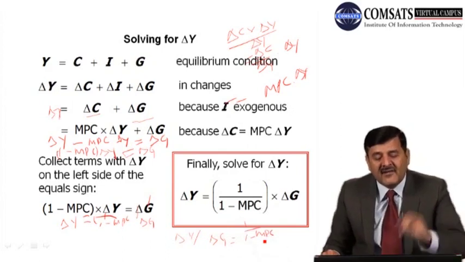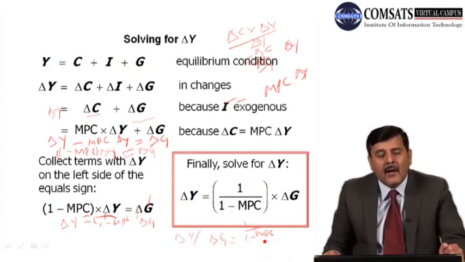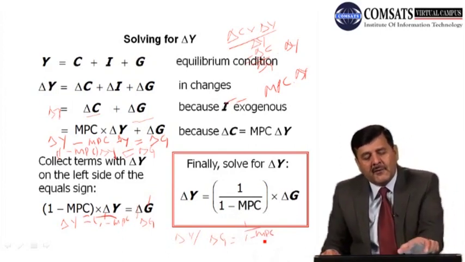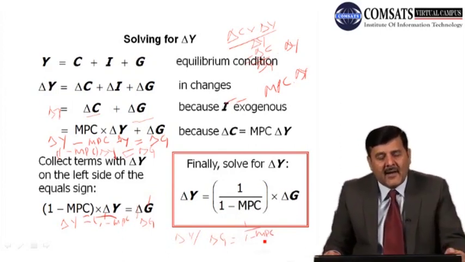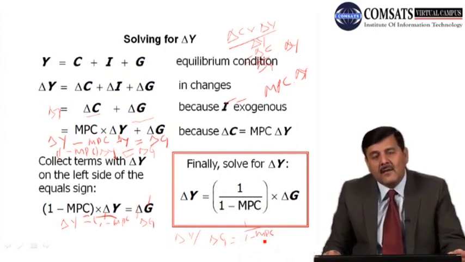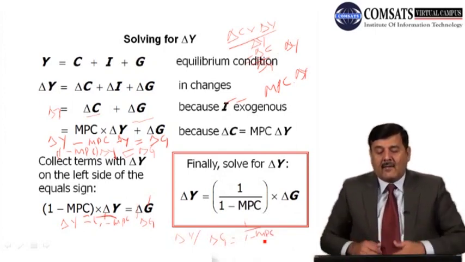Now just take common from the two terms on the left side: taking delta Y out, we get delta Y times 1 minus MPC is equal to delta G, and delta Y is equal to delta G over 1 minus MPC, or delta Y over delta G is equal to 1 over 1 minus MPC. Now this is the law.